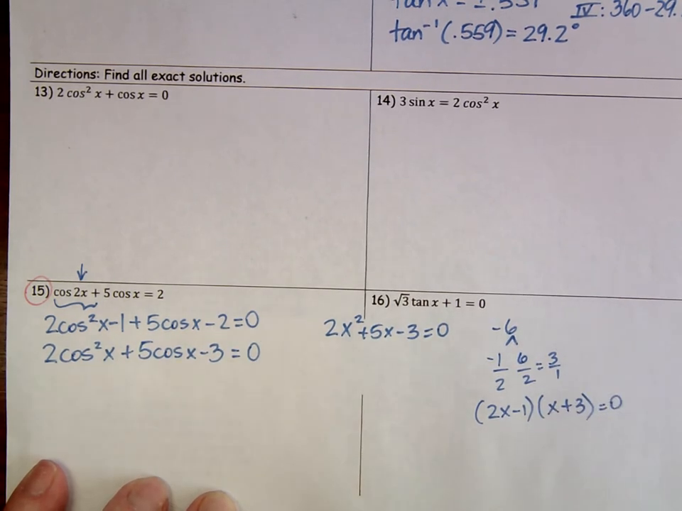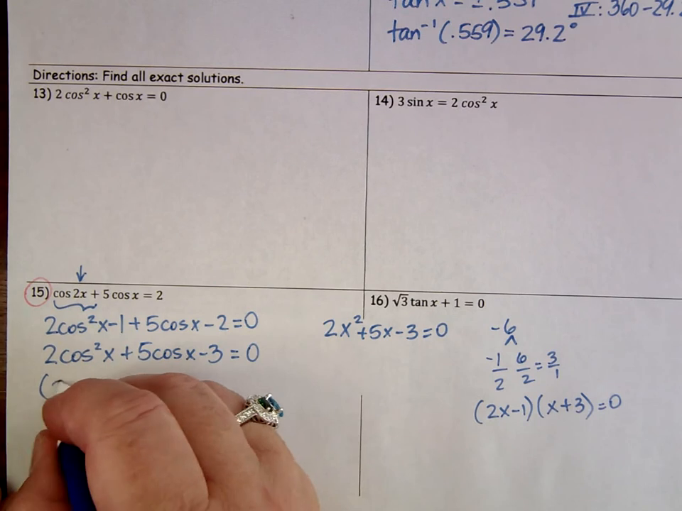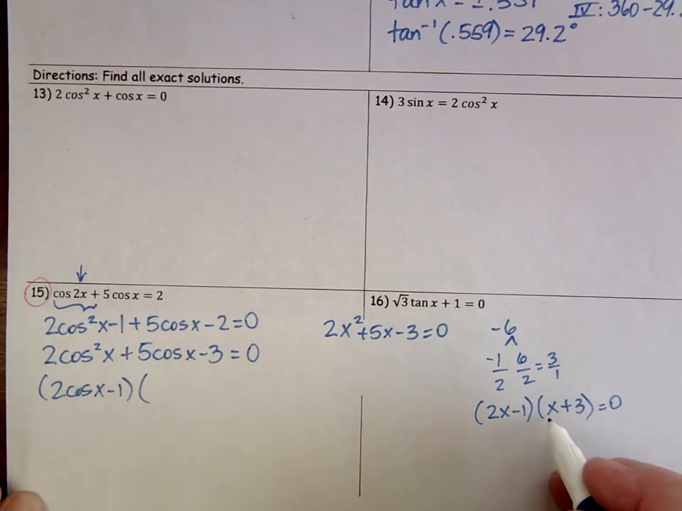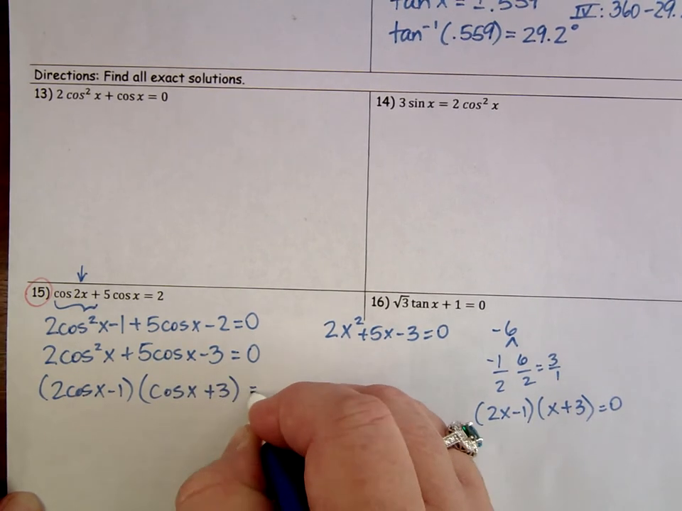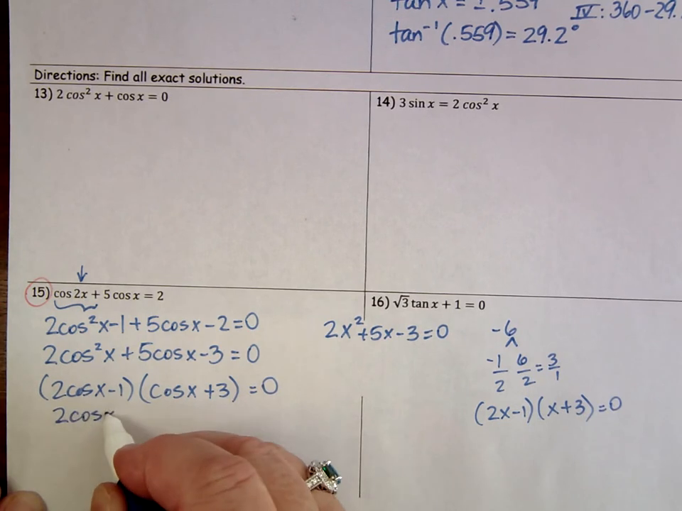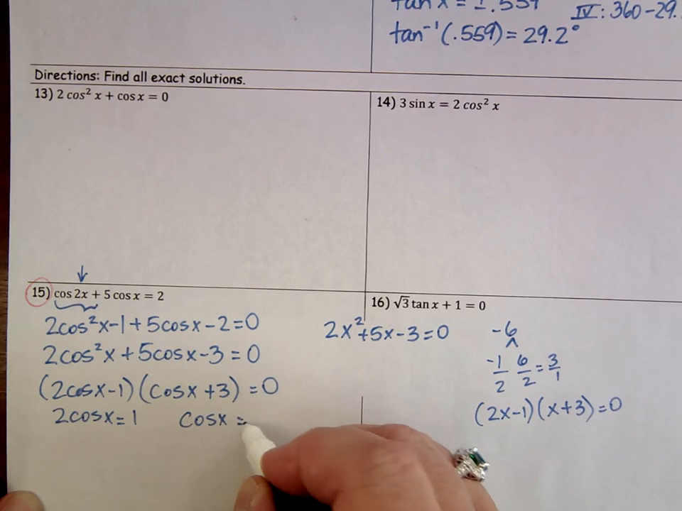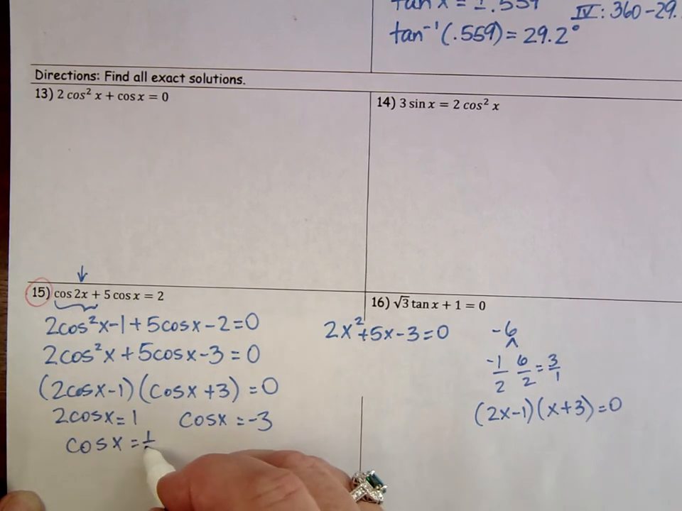All right, let's go and apply it now with cosines. So over here, 2 cosine minus 1. Cosine plus 3. Solve them. 2 cosine of x, swing the 1 to the other side. Cosine of x, swing the 3 to the other side. Cosine of x equals 1/2. Cosine of x is negative 3.